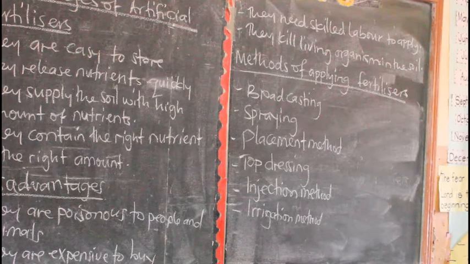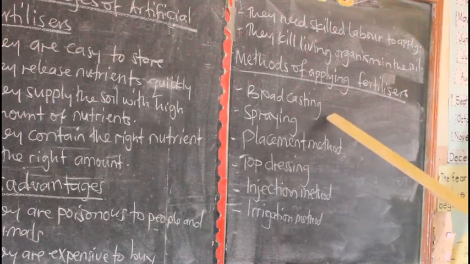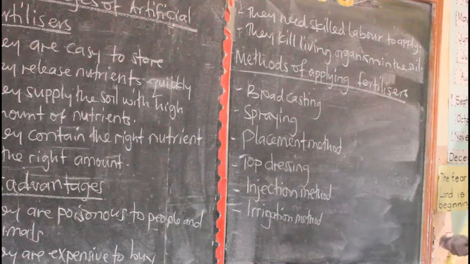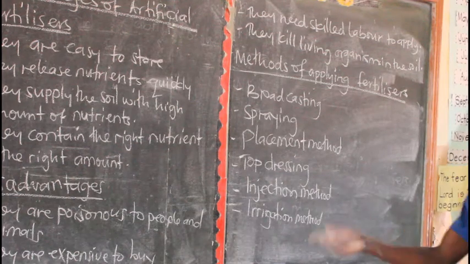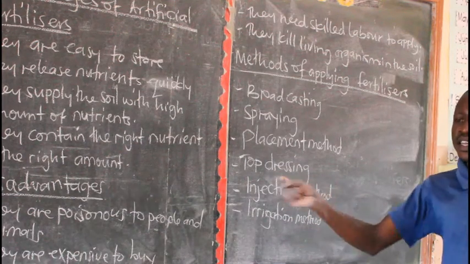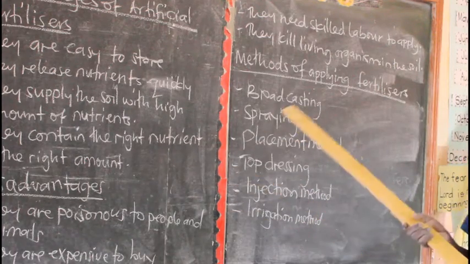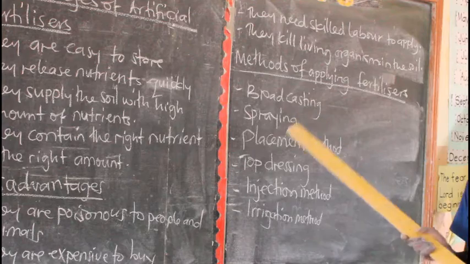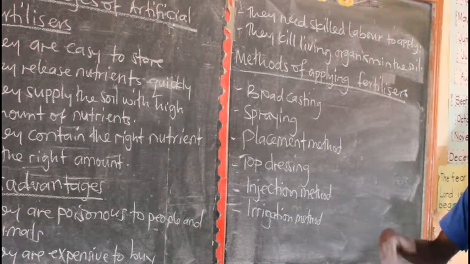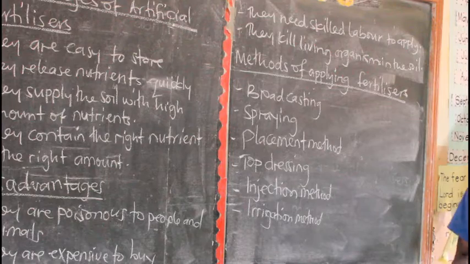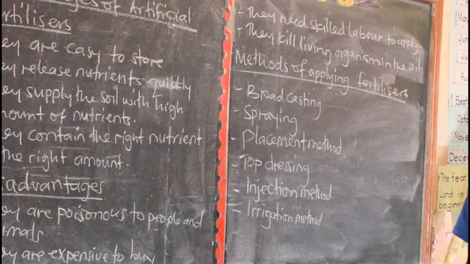So we have methods of applying fertilizers. One is the broadcasting method, where you get your fertilizer and begin throwing it randomly in the garden. Then we have the spraying method. This one applies only to liquid fertilizers, or ones that can dissolve in water. You put it in a pan, then you begin spraying on the leaves of the crops.